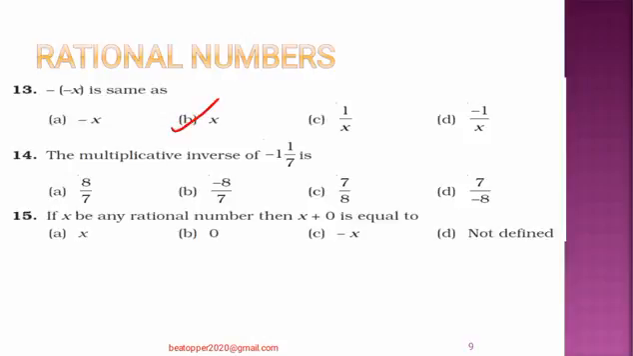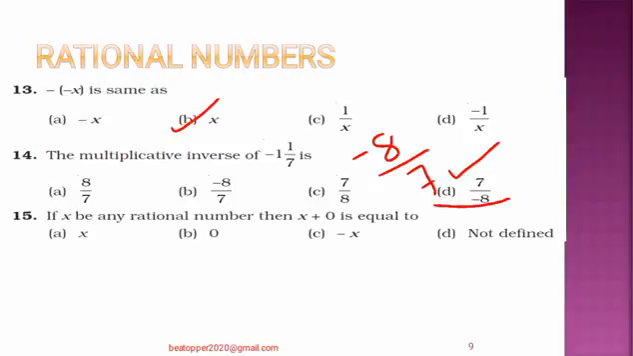Next question, the multiplicative inverse of minus 1 and 1 by 7 is. So here first we have to convert it into an improper fraction. How can we convert? 7 into 1 plus 1, that is 8 divided by 7, and the sign is negative. Okay, then what is the multiplicative inverse? Multiplicative inverse means we are taking the reciprocal but not changing any sign. So the answer becomes 7 by minus 8. So D is the answer.